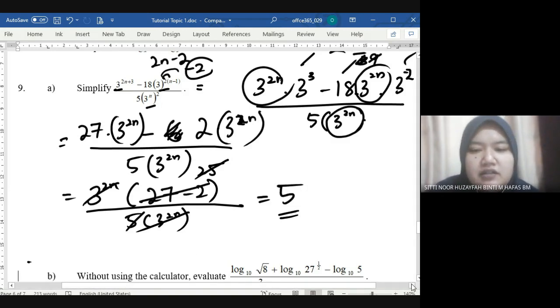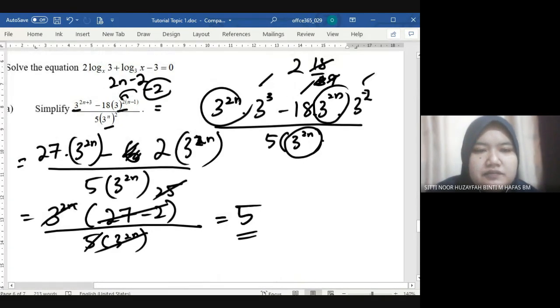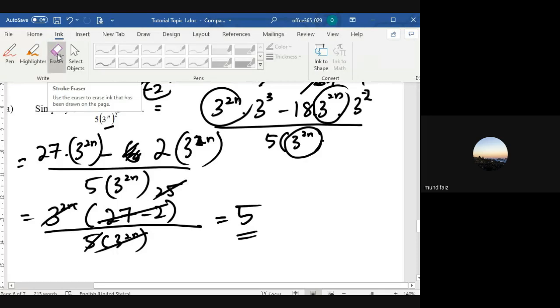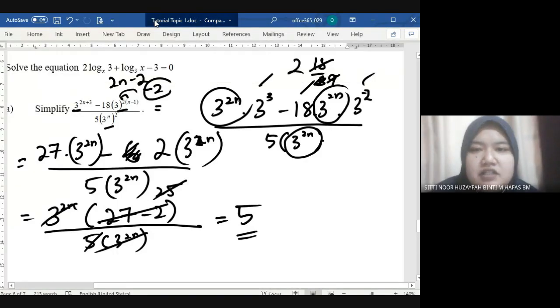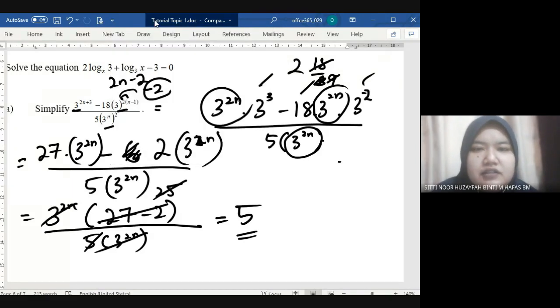Boleh ke? Nak saya start balik? Perlu tak? Medium. Ya. 3 kuasa -2 tu memang boleh dapat 9 terus ya, medium? Okay. Kenapa 9? Sebab okay. So 18, saya cantik kat bawah lah ya.